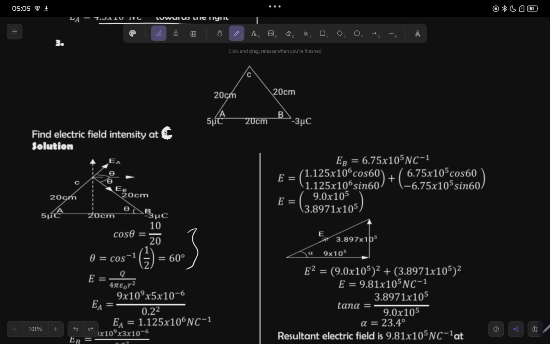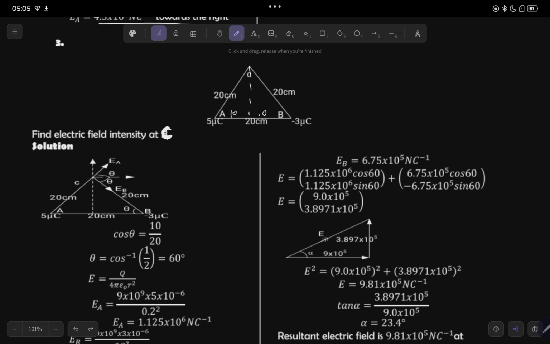However, you can still do it the other way around by dropping an altitude from C downwards. You will divide the lower side into 10, then cos inverse of 10 over 20, you get 60 degrees, and can work.